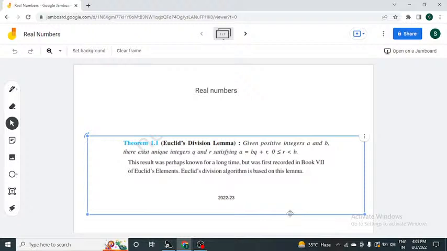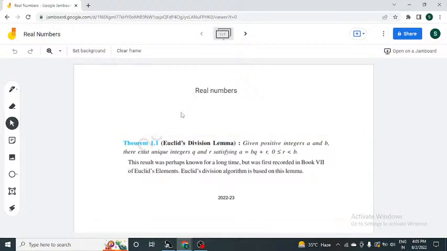Good evening everyone. We are here to learn class 10 mathematics, and the topic that we are going to discuss today is real numbers. So let us begin with real numbers.